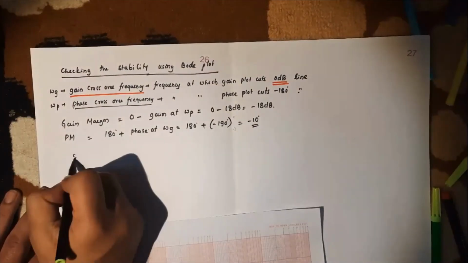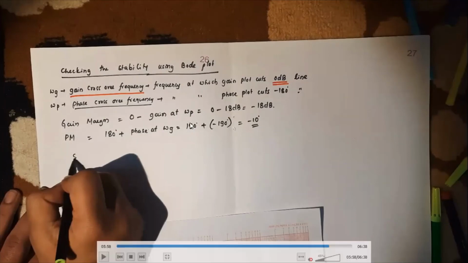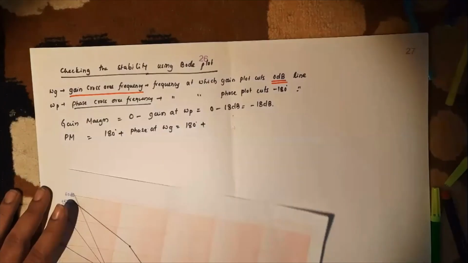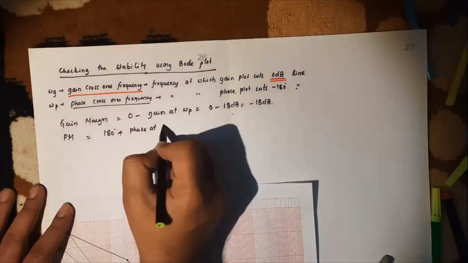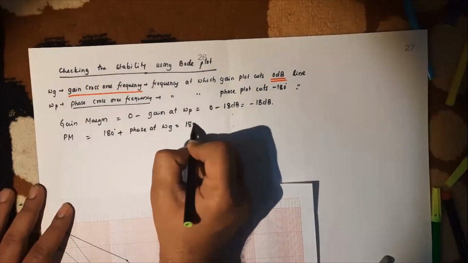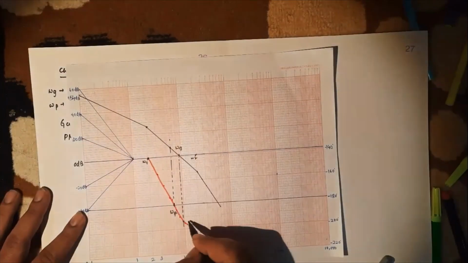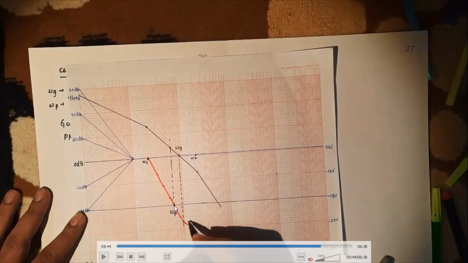Okay, so gain margin is 0 minus gain at omega p. Phase margin is 180 plus phase at omega g. I'll show you once again. Gain margin is 0 minus gain at omega p. So this is omega p. Look at the gain here. So gain is around 18 dB. 0 dB here.